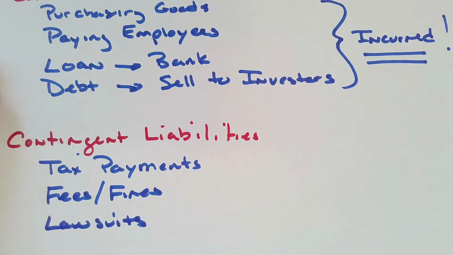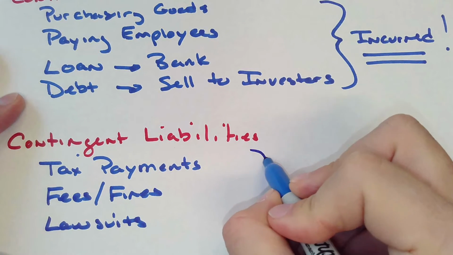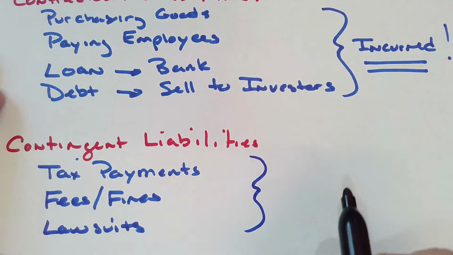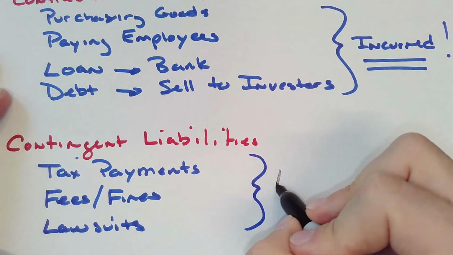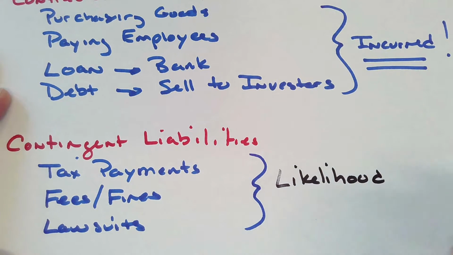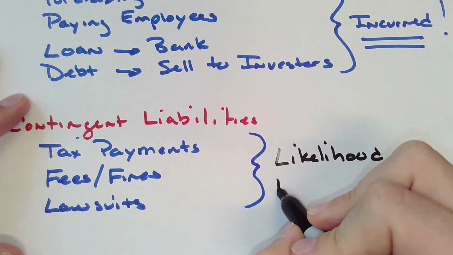Contingent liabilities, there's a few things that we have to look at. We have to look at two things: likelihood, and we have to look at measurability.